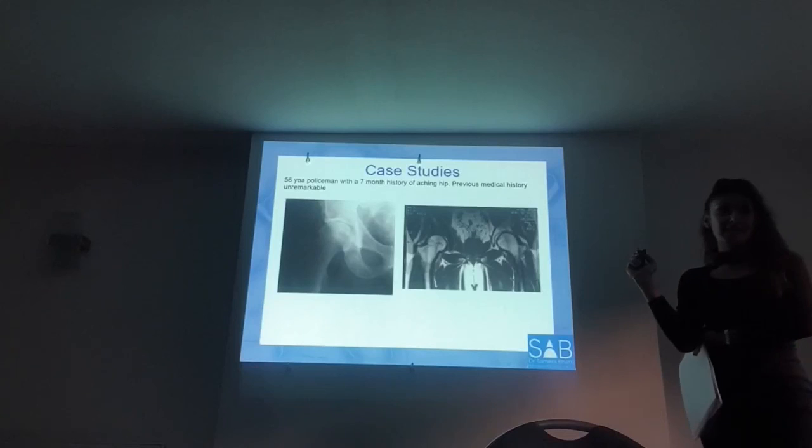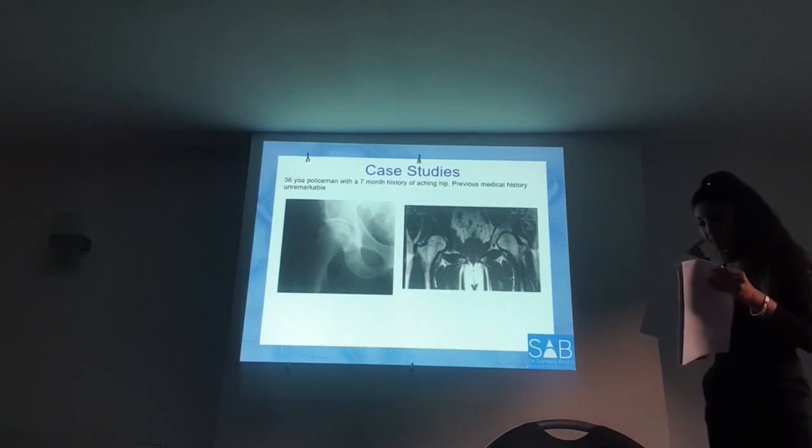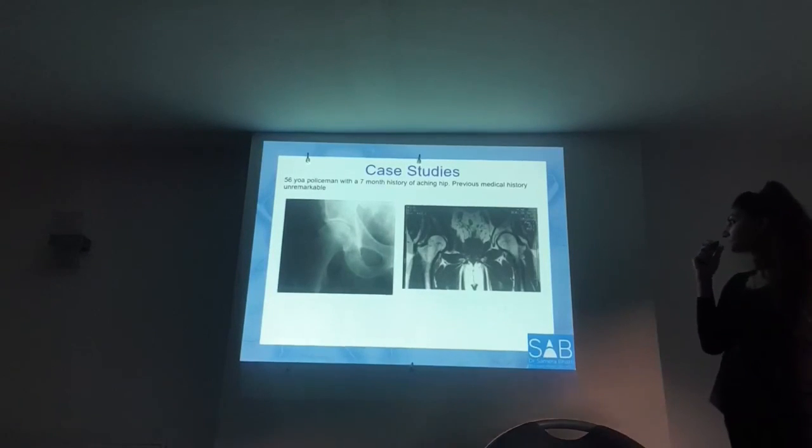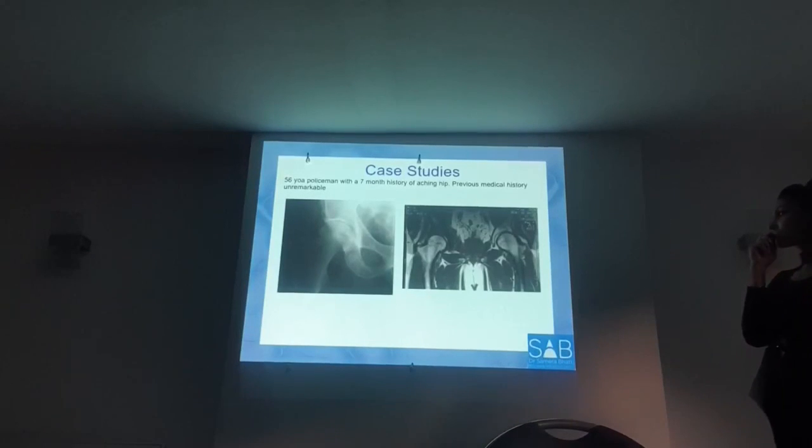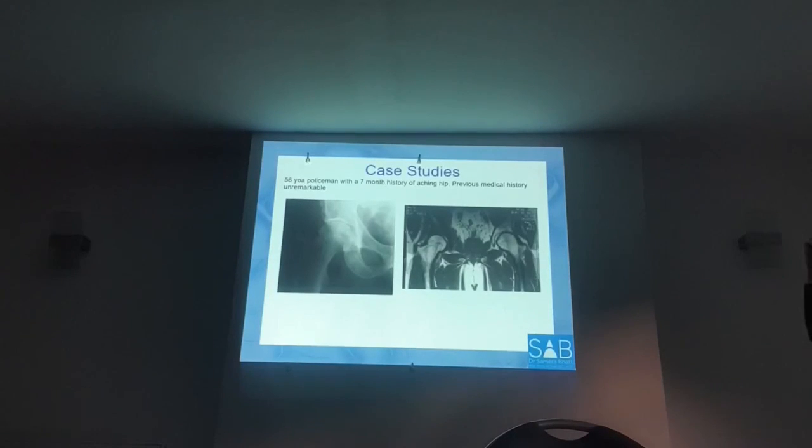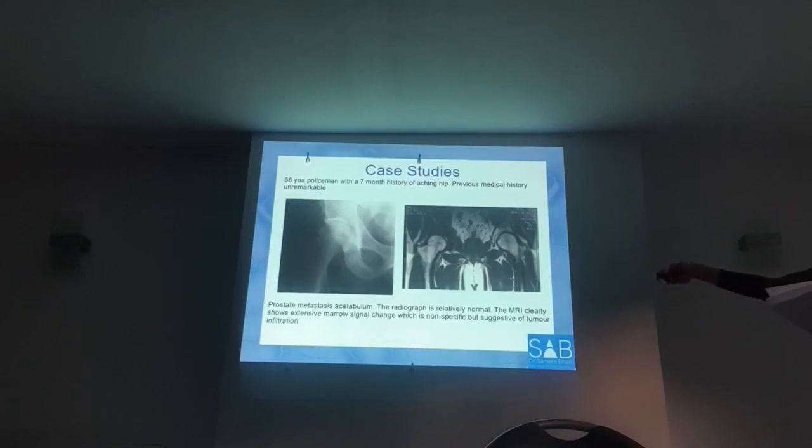The patient had an MRI scan. What can you see? It's different right to left, isn't it? Yes, there are black wiggly bits on the left. No idea what it is, but it's prostate metastasis of the acetabulum. But it was diagnosed normal on the X-ray.